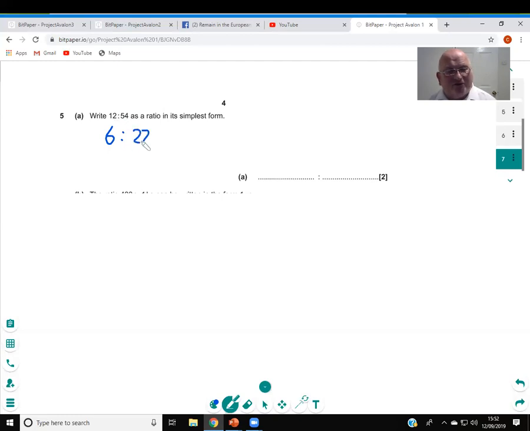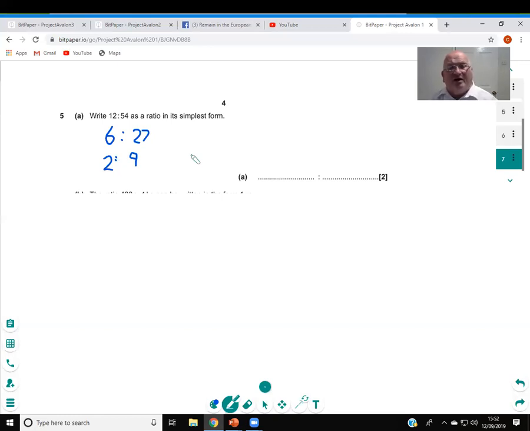And now we've still got 2 numbers. I recognise them as both being multiples of 3, so we can do it again. 2 to 9. So the whole thing with ratios is that whatever I divide the one part by, I divide the other part by the same thing.